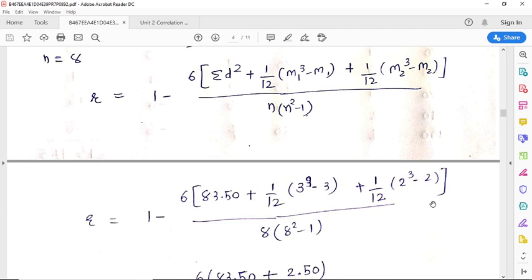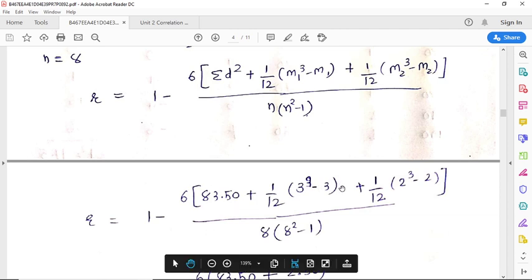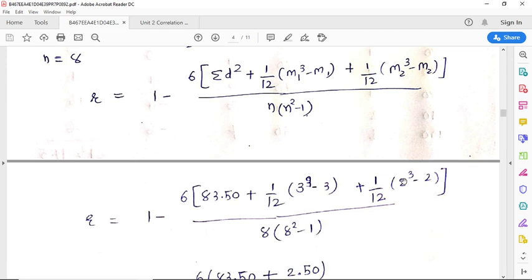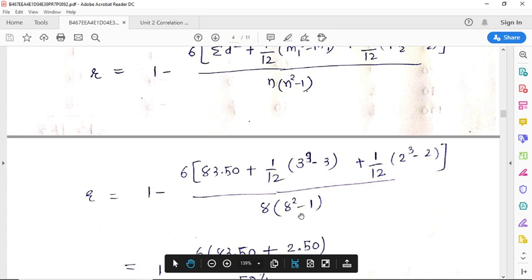The values we have: 6 times the bracket 83.50, that is sigma d square that we derived. m1 is equal to 3, so replace 3 cube minus 3 here. m2 is equal to 2, replace 2 cube minus 2, and then simplify this bracket. The denominator will be n into n square minus 1 form, so replace n is equal to 8 there.